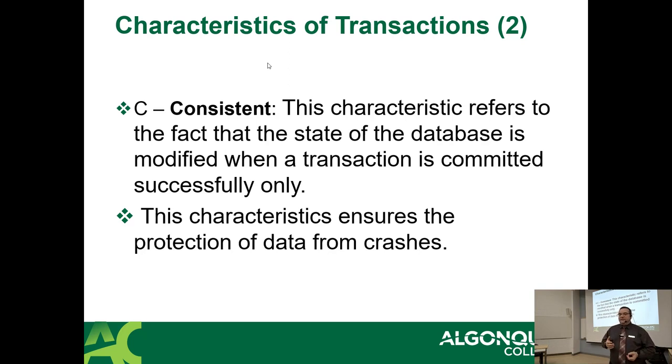Consistent means that the state of the database is modified only when it's committed successfully. In other words, all the changes you're doing are happening on the side. Once you hit commit, it will apply them. So even if you have 25 steps, the state has to be consistent before and after. It doesn't care what's happening in between.